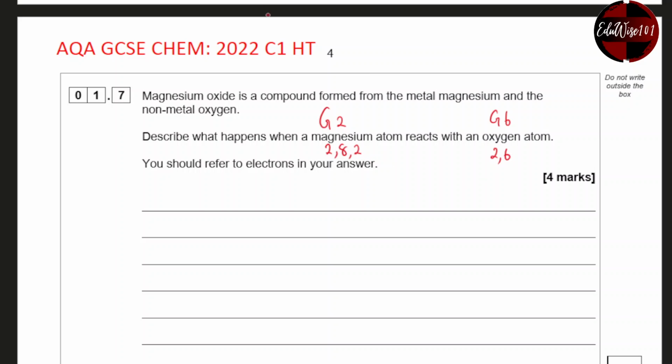Now, these two electrons need to be lost from magnesium, and they need to be transferred to oxygen. That means magnesium will form Mg 2 plus ion in the process, and the oxygen will become O 2 minus ion in the process. That's your answer. So how do we write the answer?